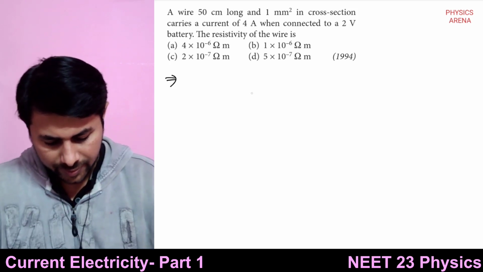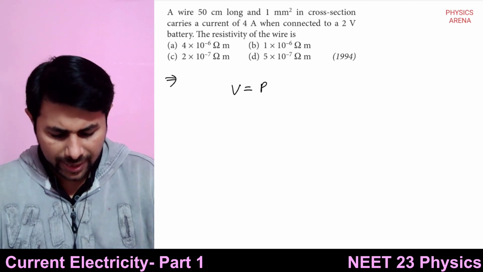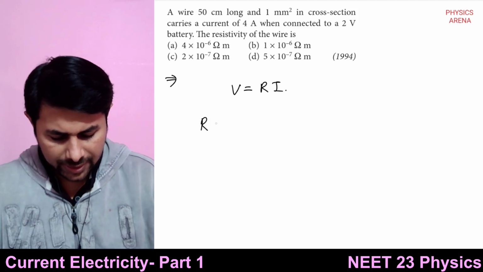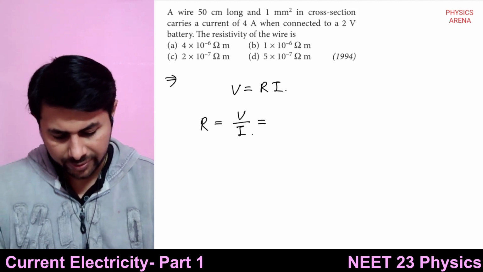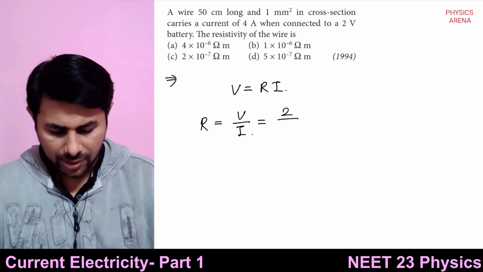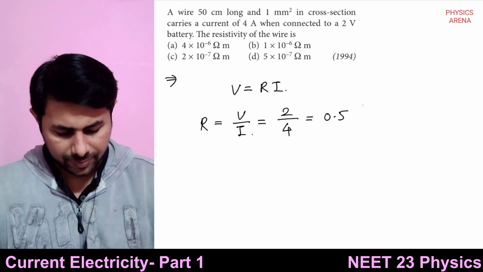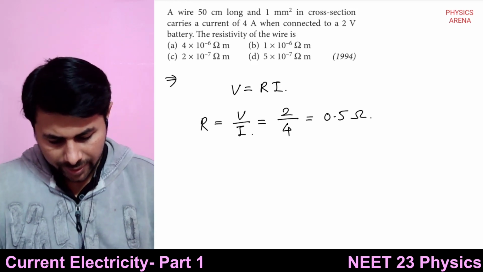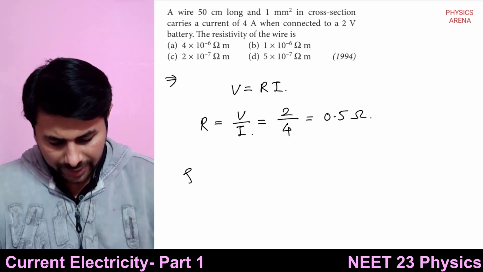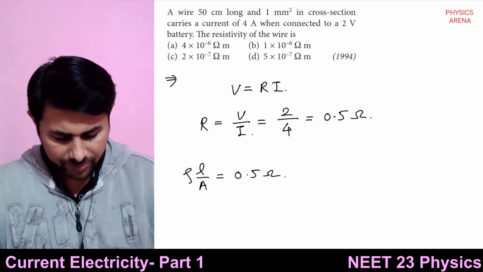So yeah, V is equal to Ri, we can say R is equal to V upon I. So that's given. V is 2, I is 4, so it is 0.5 ohms. Then R is equal to rho times L upon A, and it's equal to 0.5 ohms.